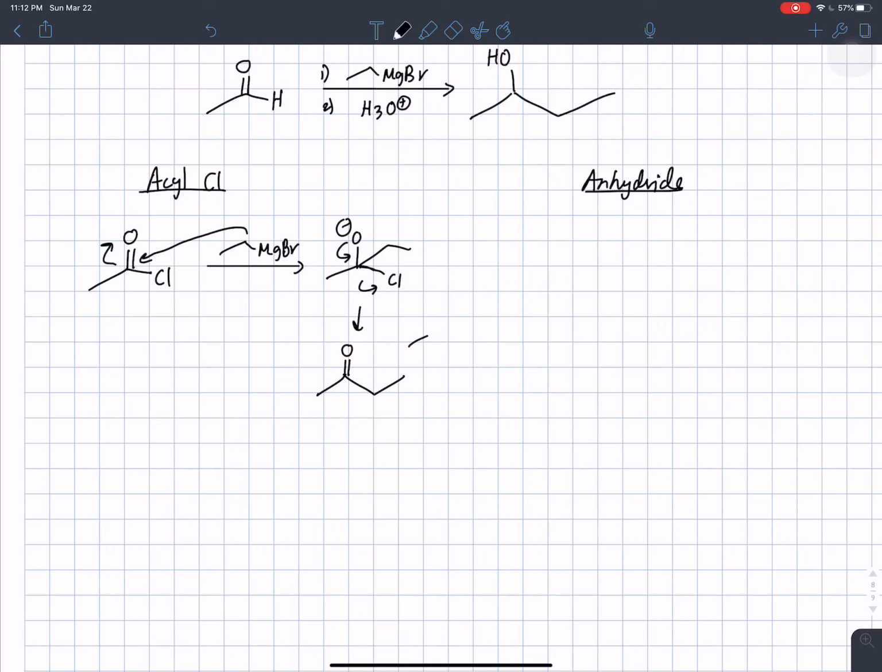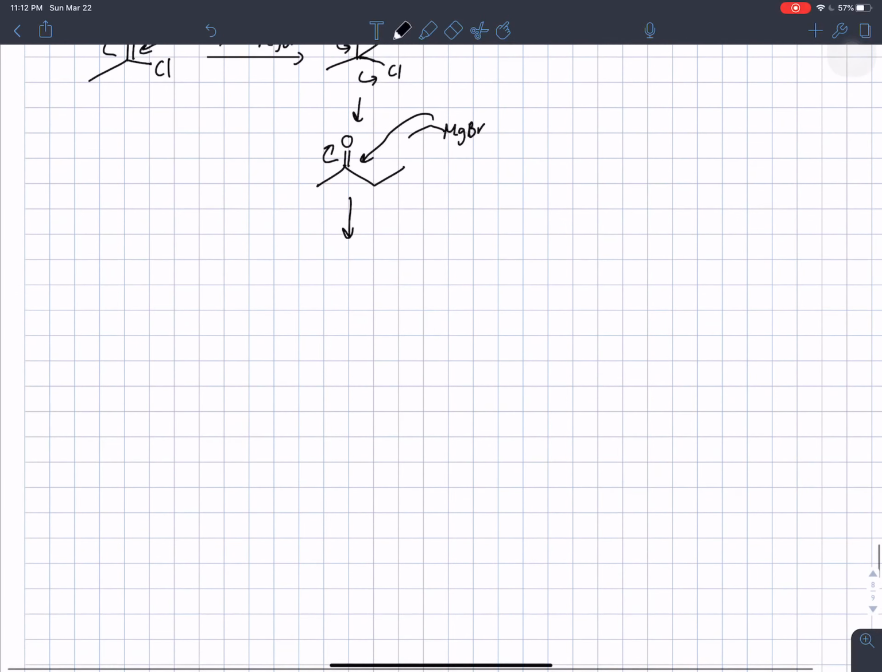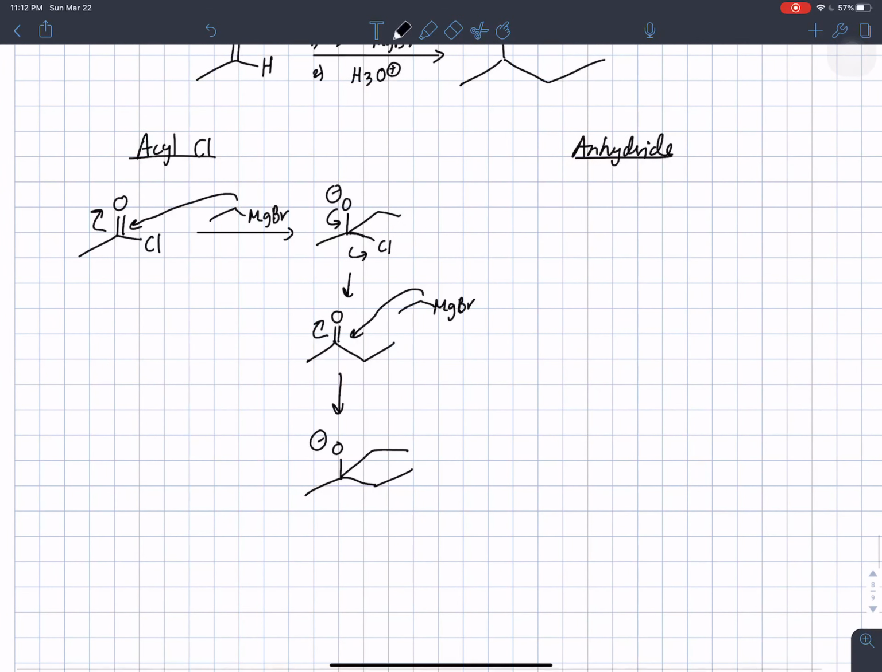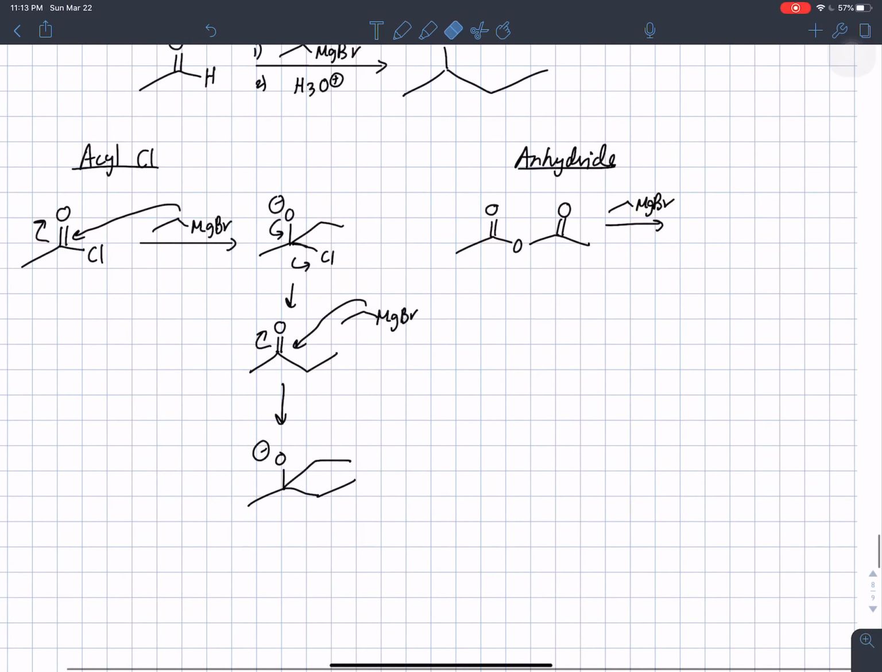But then I still have more MgBr left, so this MgBr can attack again, and this can go up again. So once you do that, you end up getting an O minus, and then another ethyl attached. So overall what we learned here is if you have an acyl chloride or even an anhydride like this, you overdo the reaction. You can't stop halfway. You can't just add once. You have to add twice.